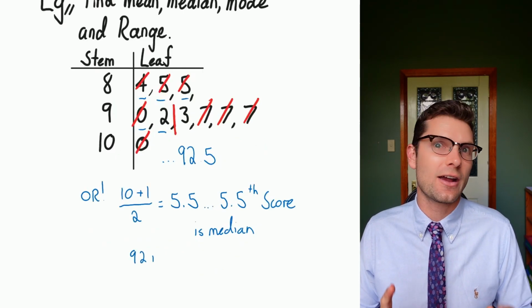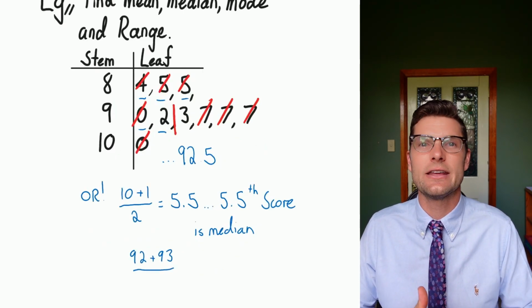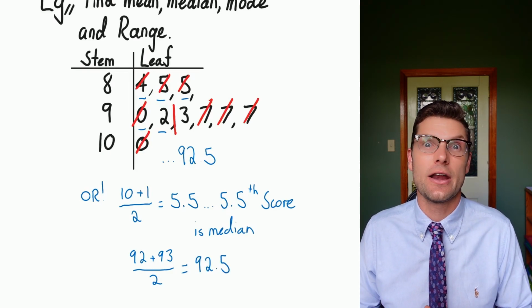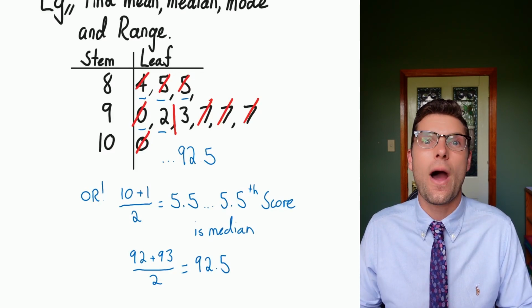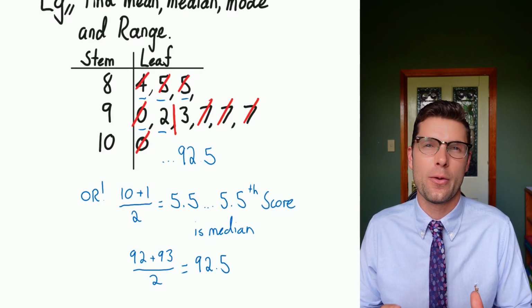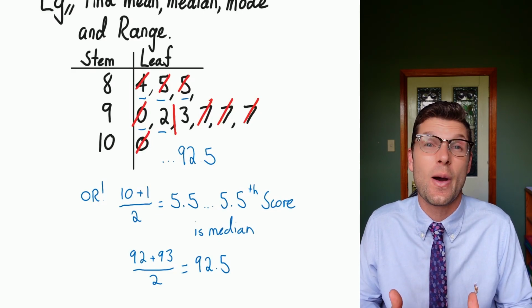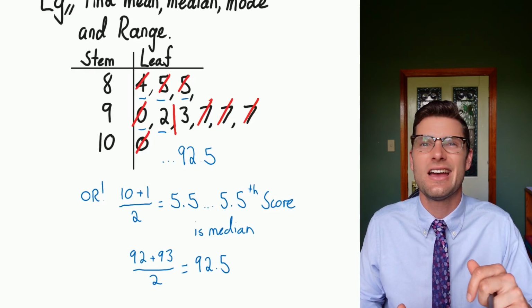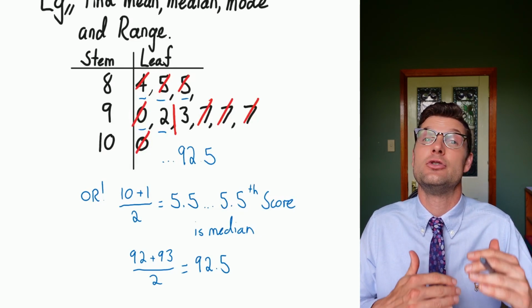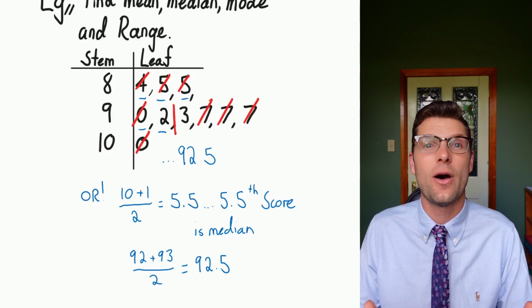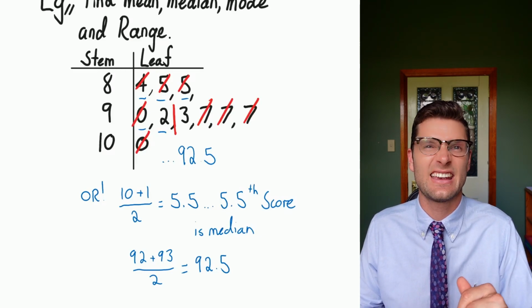If I wanted to use my average formula, I use 92 plus 93 divided by 2, and that is equal to 92.5. Either way, you get the same answer for the median. It is good to practice using that formula, but if you are struggling in a test situation, just cross them off, making sure that you take your time to go top, bottom. Otherwise, you will find it hard to get a mark if you get out of order.